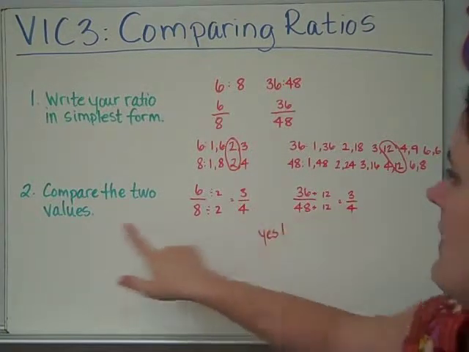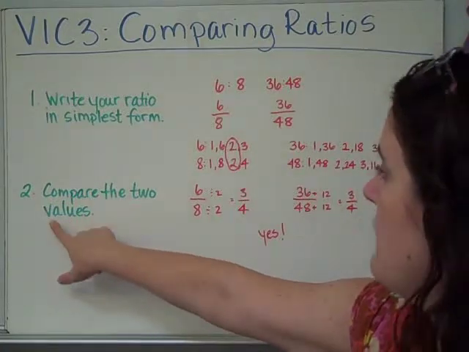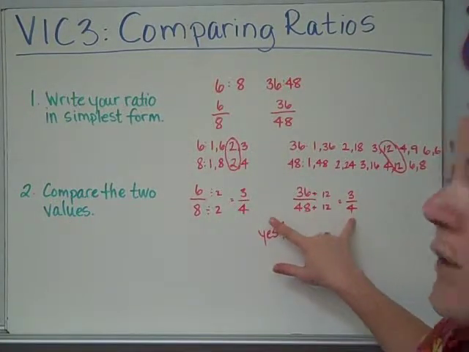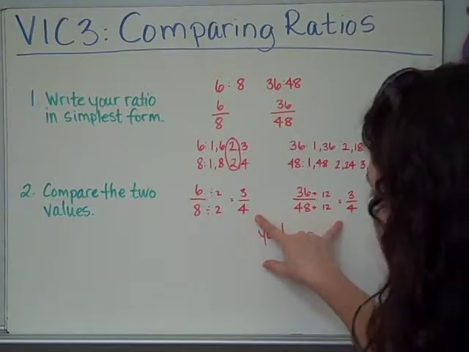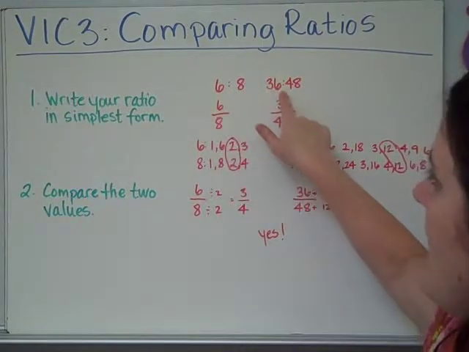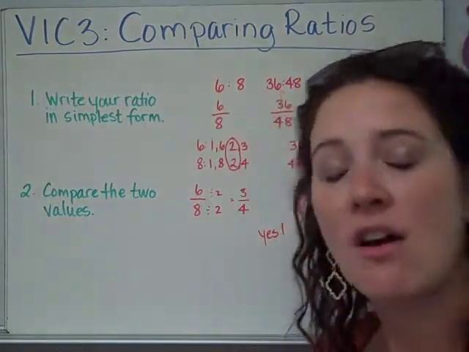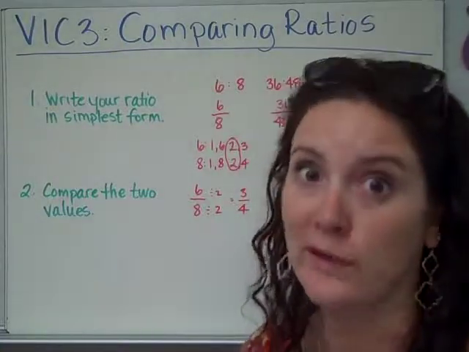And then the last step is to compare the two values. So 3/4 and 3/4 are the same. So 6/8 and 36/48 are the same value, even though they look really different.